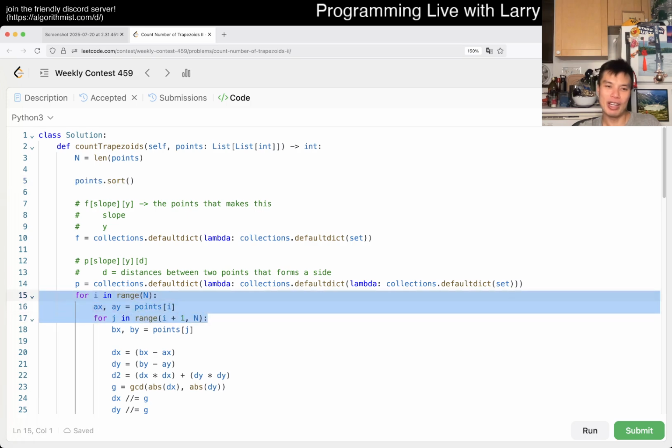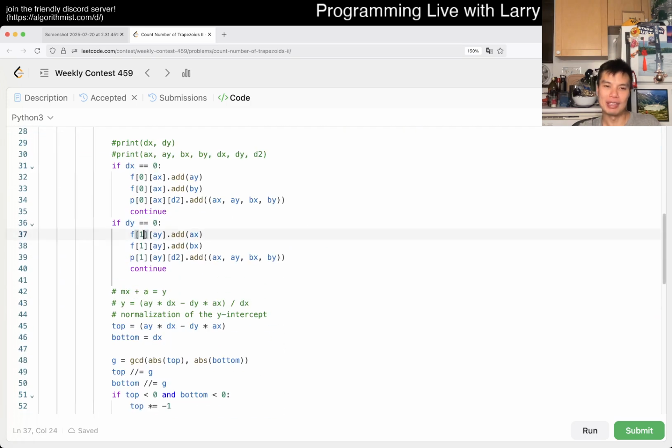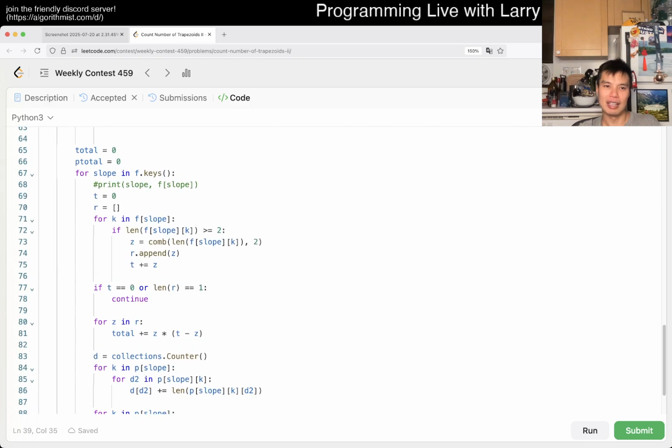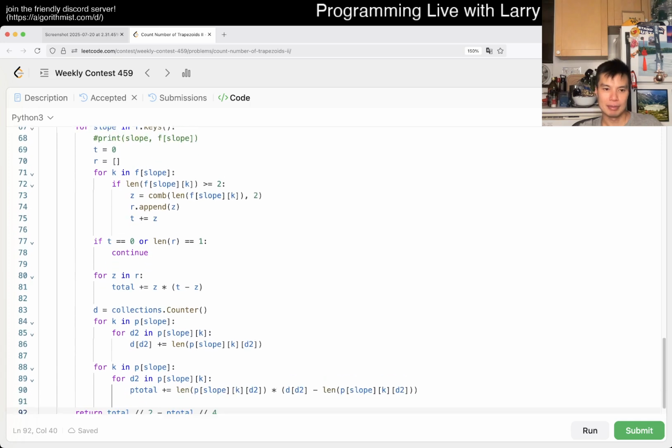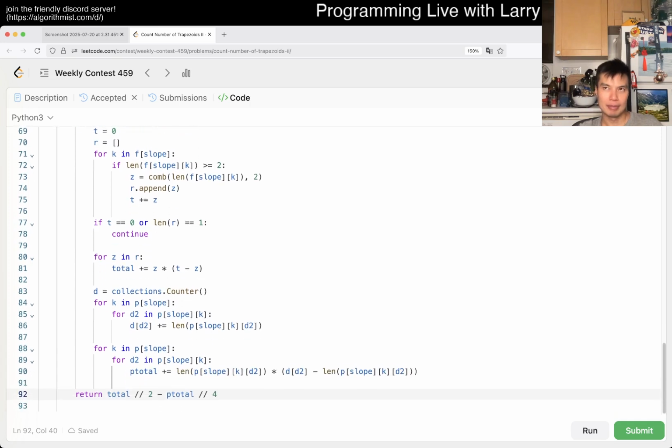This is n squared, right? And for everything, and there are at most n squared slopes, right? So this is also n squared, and everything follows as a result. But the number of intercepts should not be that much. So that's it. That's all I have for this one.